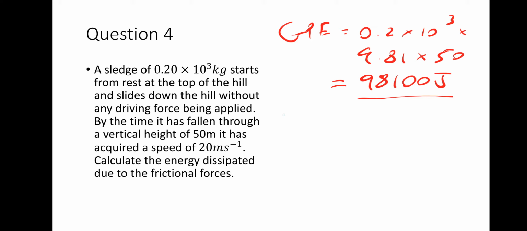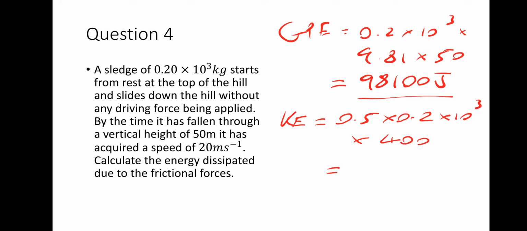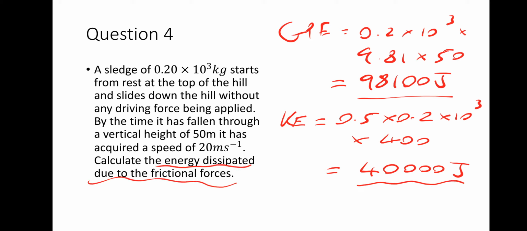And then we just need the kinetic energy at the bottom. So kinetic energy is going to be a half mv squared. So it's a half times the mass, 0.2 times 10 to the 3, multiplied by 20 squared, which is 400. So that gives us 40,000 joules of kinetic energy. The difference between them will be the energy that is dissipated due to the frictional forces. So you simply just need to do 98,100 subtract 40,000, and that gives us 58,100 joules.